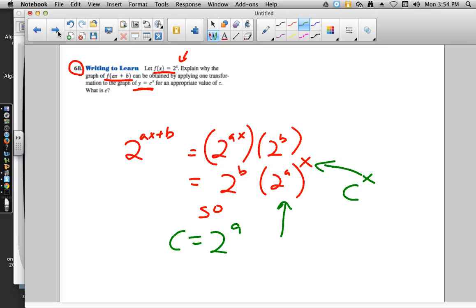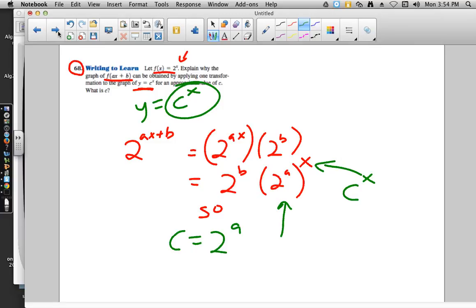That's the way it would have to work in order for us to see that it's being raised to a power. Because notice they wanted y equals c to the x. What's being raised to that power? That has to be the base. So that's what we would want to do.